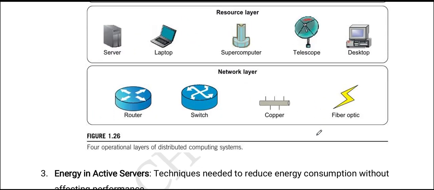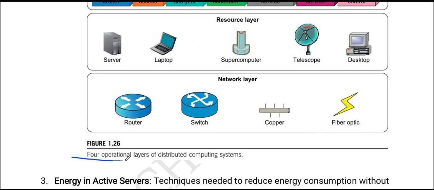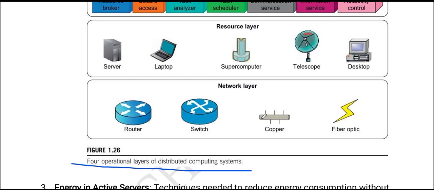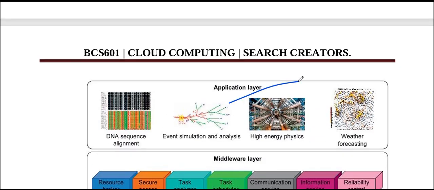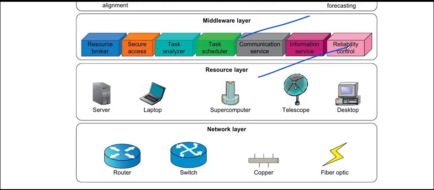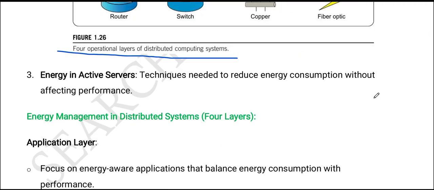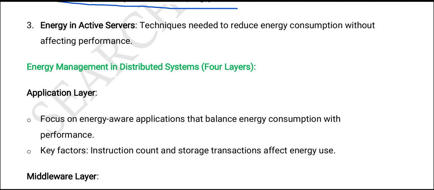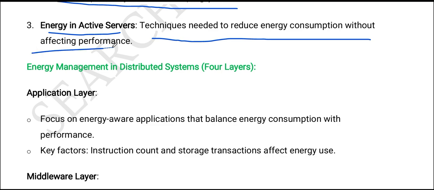This is the diagram representation of four operation layers of a distributed computing system, which are the application layer, middleware layer, resource layer, and network layer. Next, energy in active servers. New techniques need to be evolved to reduce energy consumption without affecting the performance of computer systems.